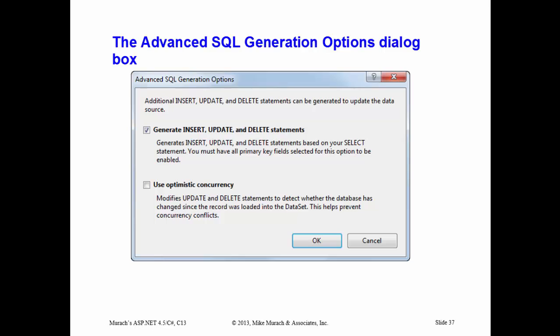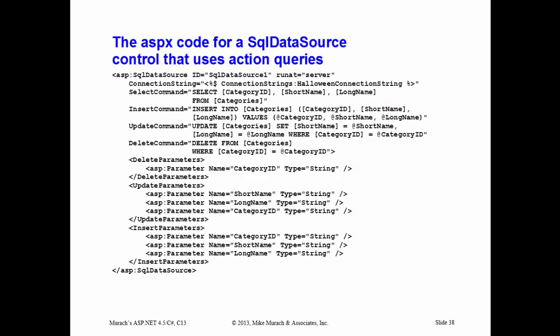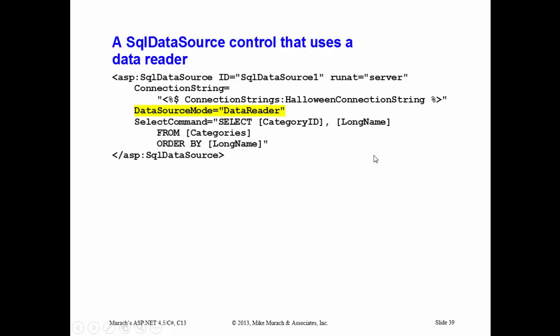And then you also have the option to choose to use optimistic concurrency, which will modify the update and delete statements to check whether the database has been changed. When it goes to fire off an update, it'll say, hey, wait, are the values the same as they were when I first started? If they are, go ahead and apply the update. If not, warn the user. Same thing with the delete. And then this is the code that gets generated when you walk through the wizards.